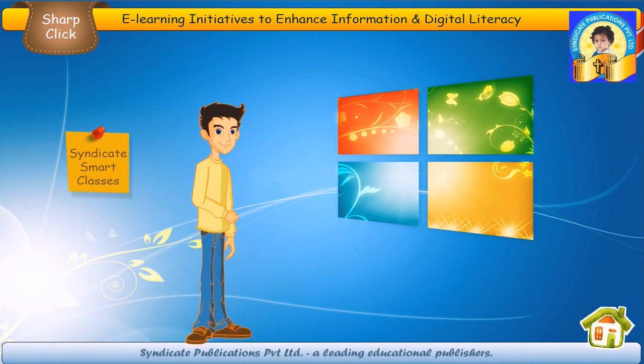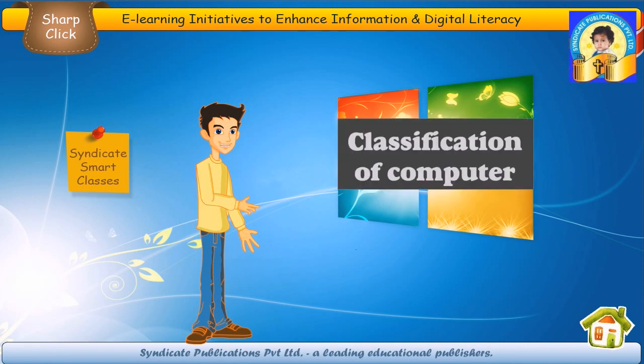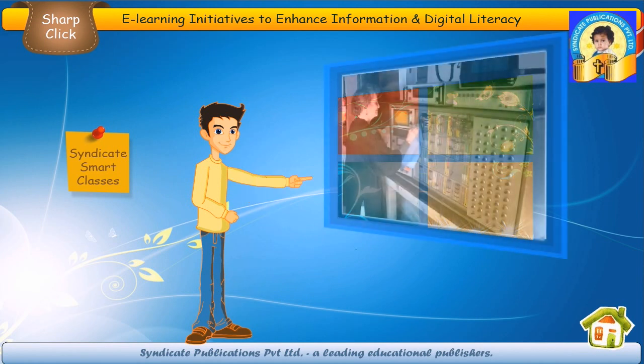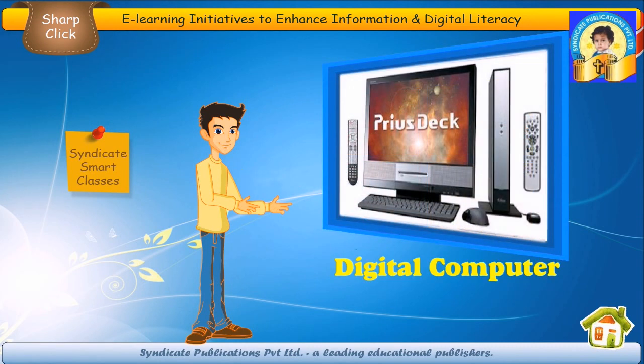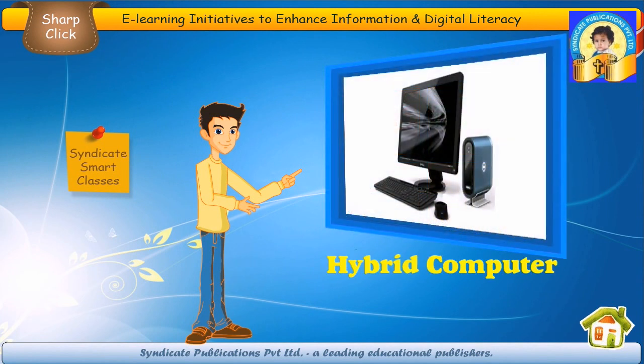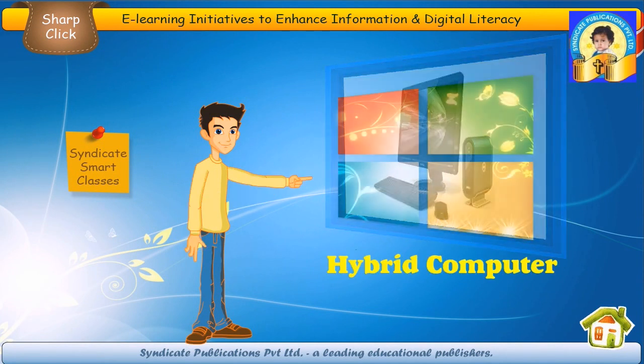Hello friends, let us learn about the classifications of computer and their uses. Computer can be classified broadly on the basis of technology, size and capacity. On the basis of technology, we can divide computers in three types. First is analog computer, second is digital computer, and third is hybrid computers.